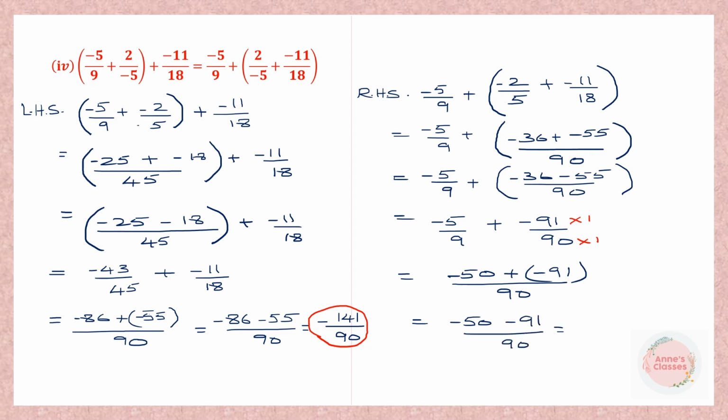Signs are the same, so we put the same sign and we add 50 plus 91, it is 141, and in the denominator you have 90. So as you can see, on the right hand side we've got minus 141 by 90, and on the left hand side also we have the same thing. That means the left hand side is equal to the right hand side, and we have verified. So left hand side is equal to the right hand side, hence verified.